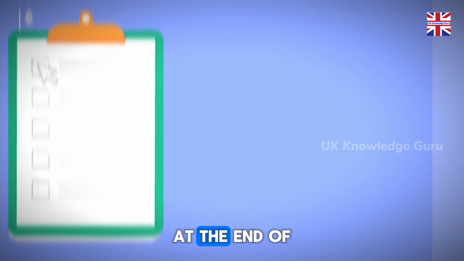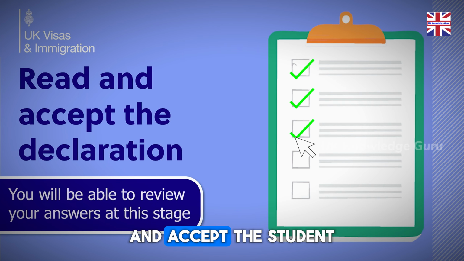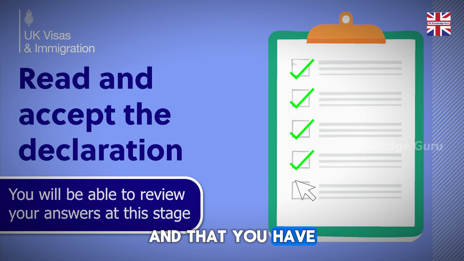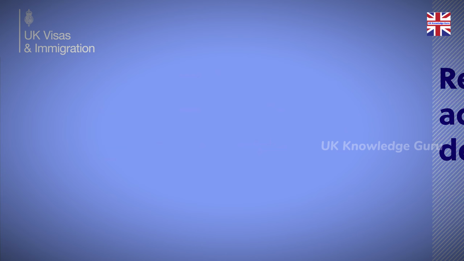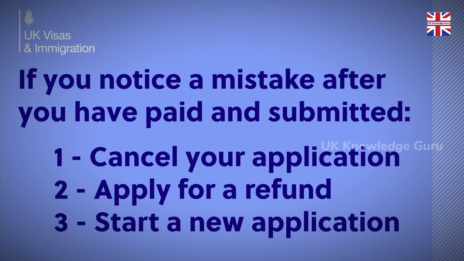Declaration. At the end of the application questions, you will need to confirm if you understand and accept the student visa conditions and that you have read and accepted the declaration. The most common error is entering a name or other personal details incorrectly. Check these details when you enter them. If you notice a mistake after you have paid and submitted your application, you need to cancel your application, apply for a refund and start a new application.